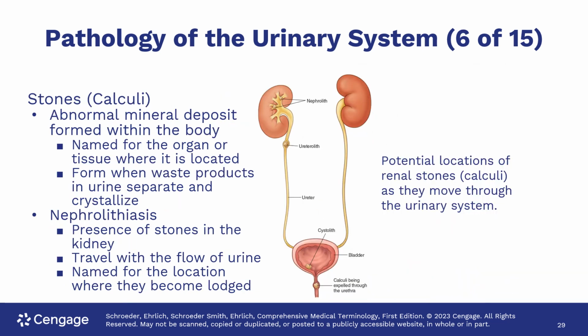Stones are mineral deposits within the body and named for the organ where it's at. Like kidney stone is in the kidney. Gallstone is in the gallbladder. They occur when waste in urine separates and crystallizes. So nephr is kidney, lith is stone, so nephrolithiasis is kidney stone.